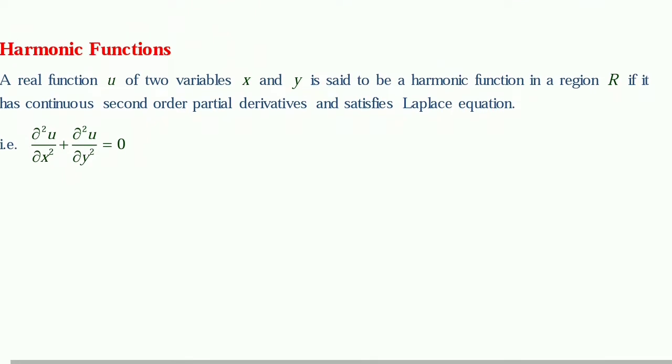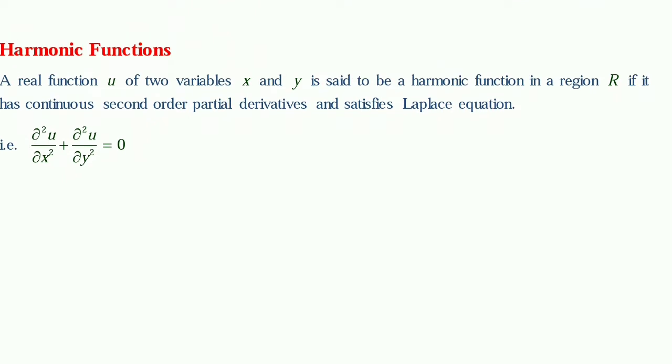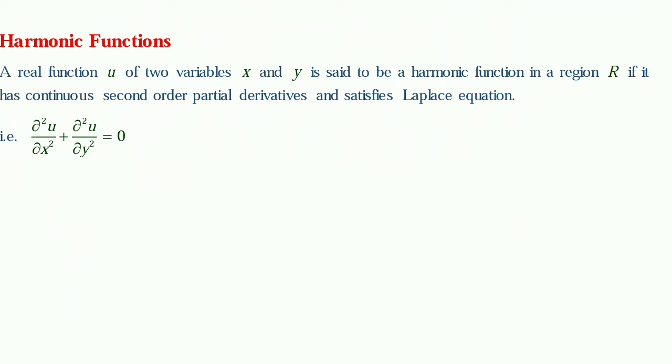Okay, now next, harmonic function. A real function u of two variables x and y is said to be harmonic function in a region R if it has continuous second order partial derivatives and satisfies Laplace equation. That is ∂²u/∂x² + ∂²u/∂y² = 0, that is uxx + uyy = 0. So if u is harmonic, then it satisfies Laplace equation, that is uxx + uyy = 0.